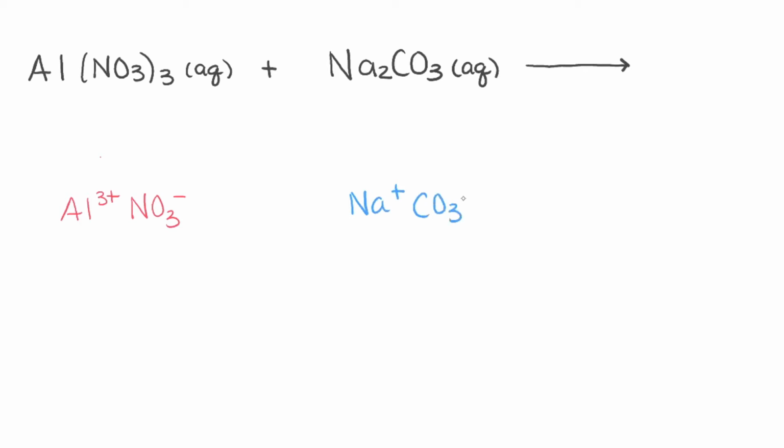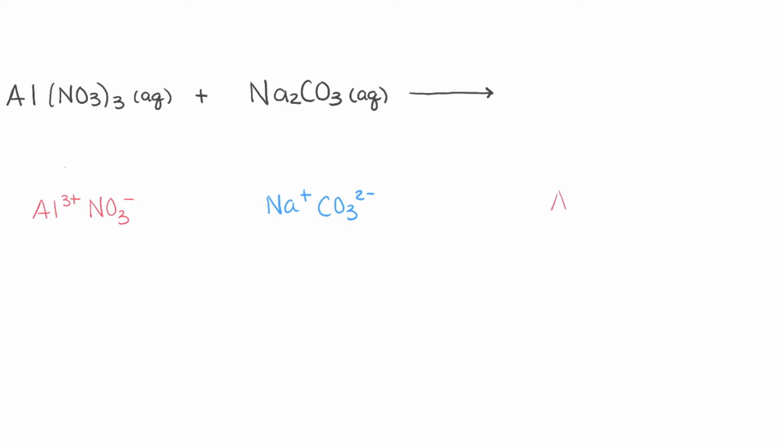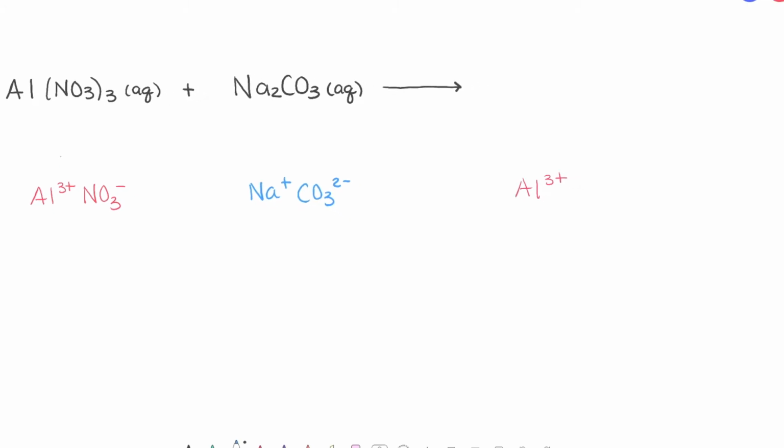Now we'll rewrite the cations over on the product side. So we have Al3+ and Na+. But now we'll swap the anions. So now carbonate will pair with aluminum and nitrate will pair with sodium.